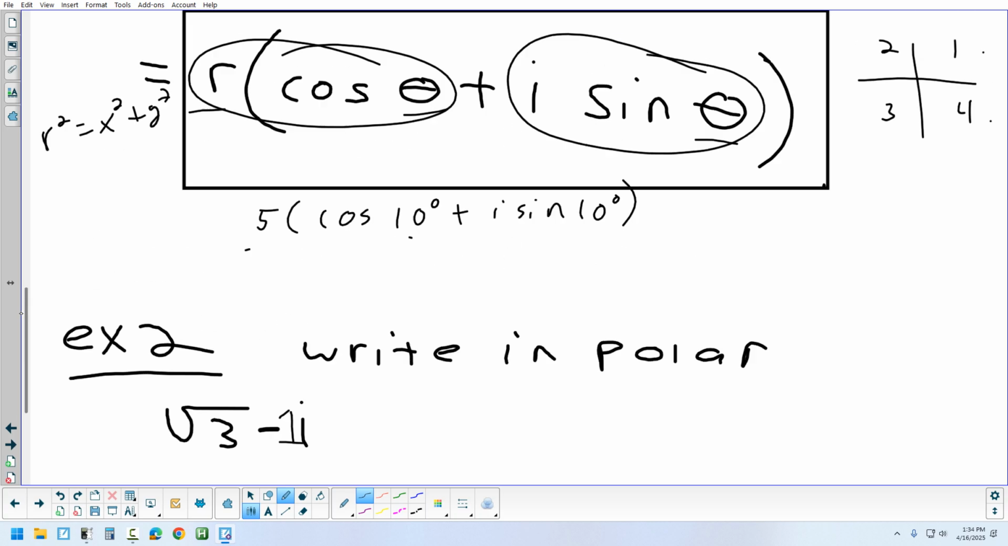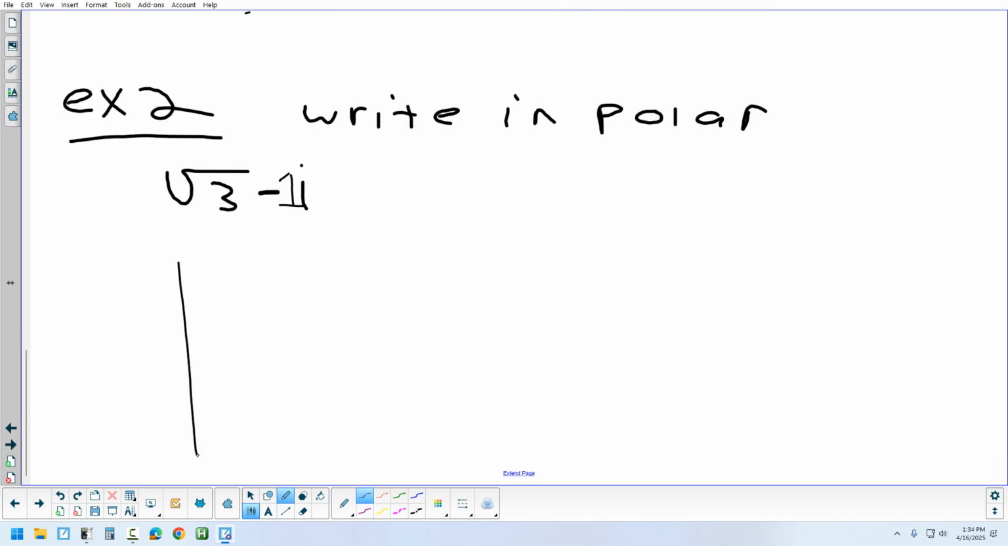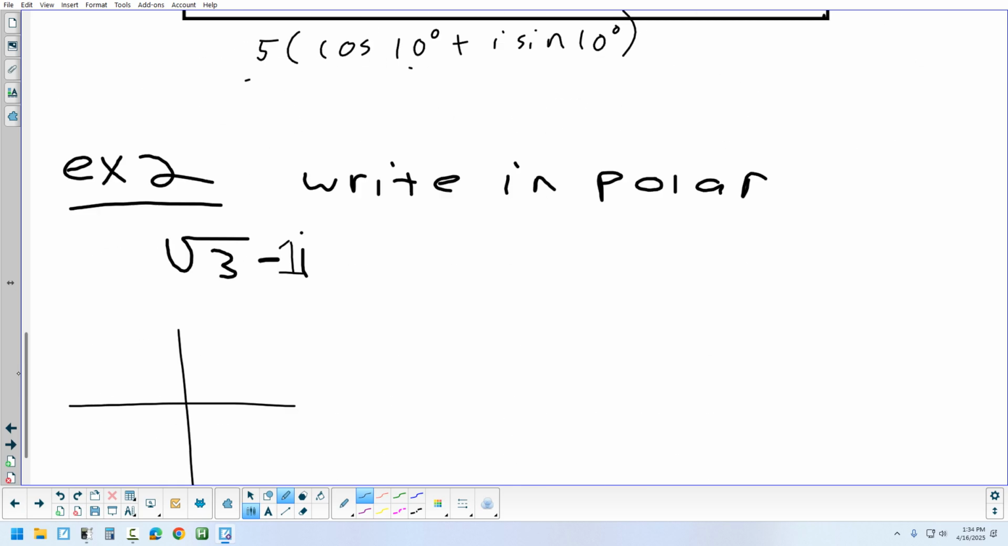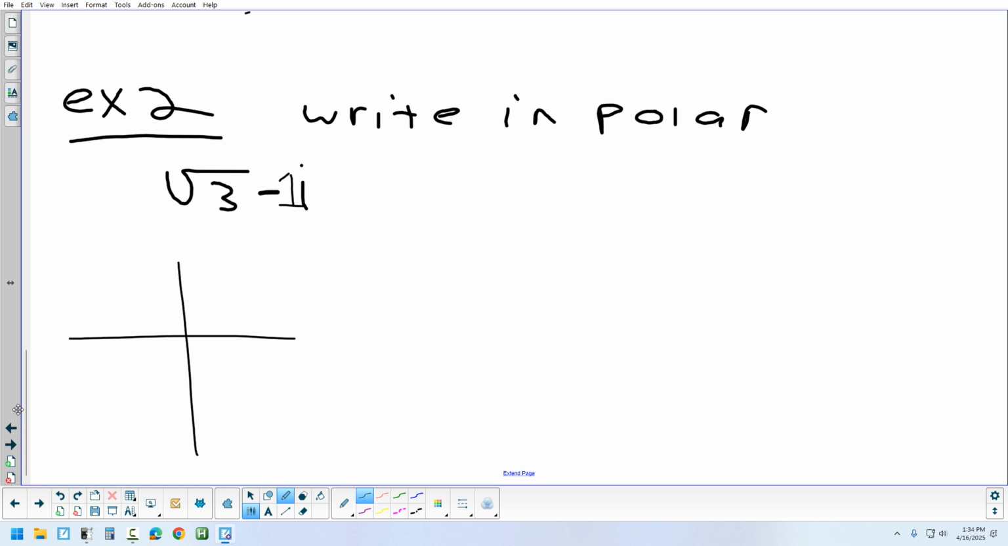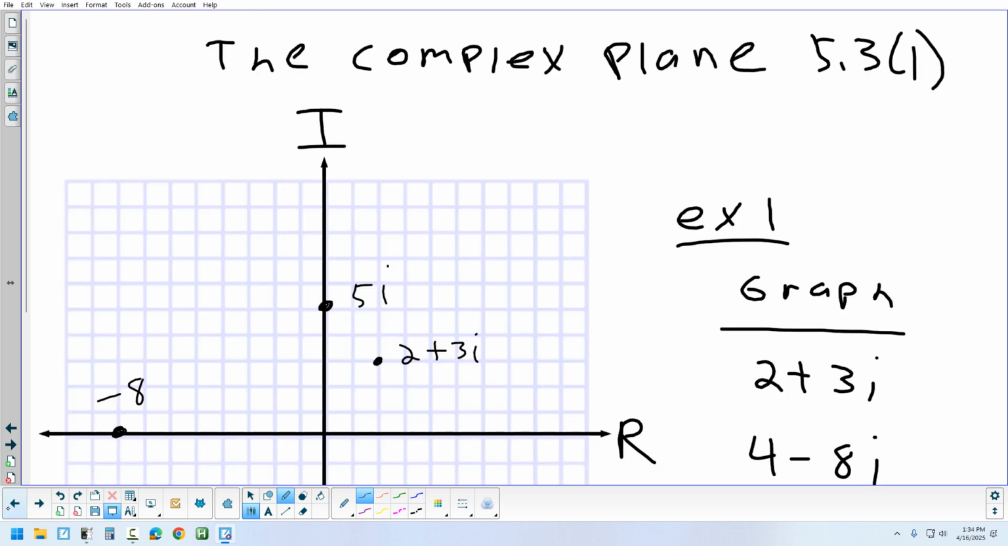So the first thing we have to do is graph. Wait, what? I thought we were using these formulas. We're going to in a minute, but we have to graph it first. What quadrant is that point in when you graph it? The second one? Up here? The fourth one. Positive, negative, somewhere over there. So when you graph that number on the complex plane, it would be right and down.